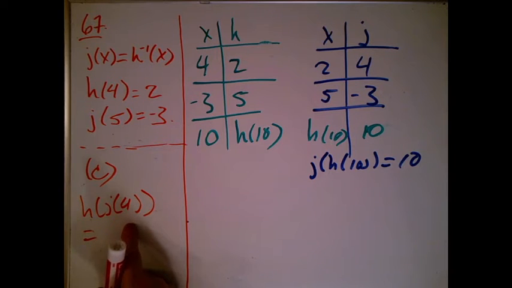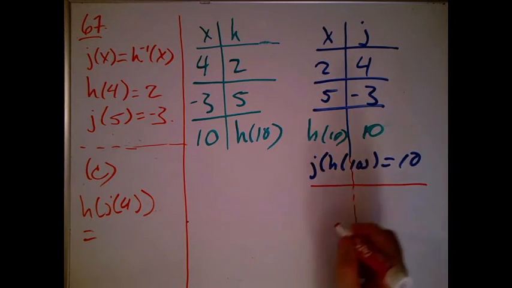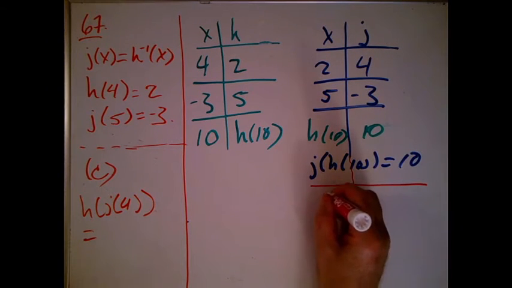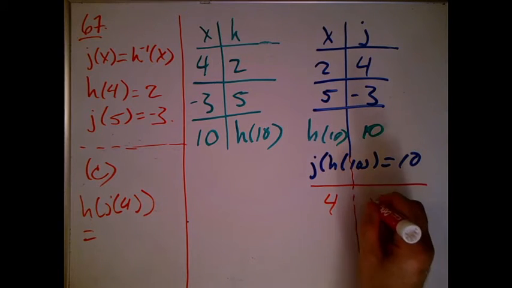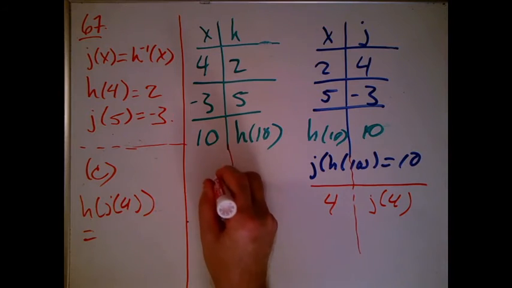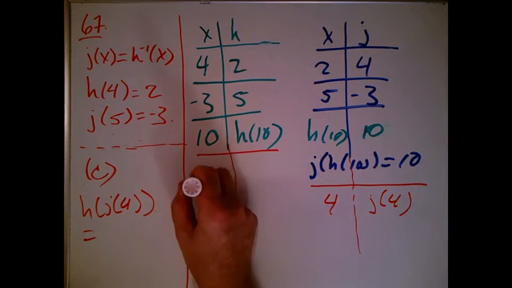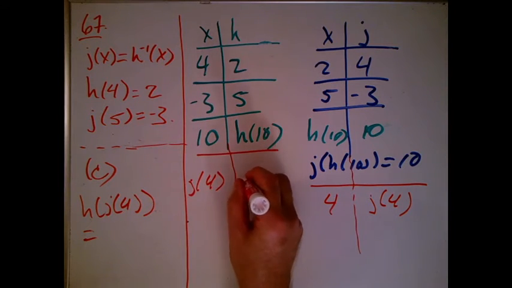Oh boy, I don't know j of 4. Okay, let's make a little table here. See if we can do this, right? I'm going to go like this. I know that j of 4 goes here. Oh boy, here we go. If 4 goes to j of 4, j of 4 goes here, and 4 goes here.